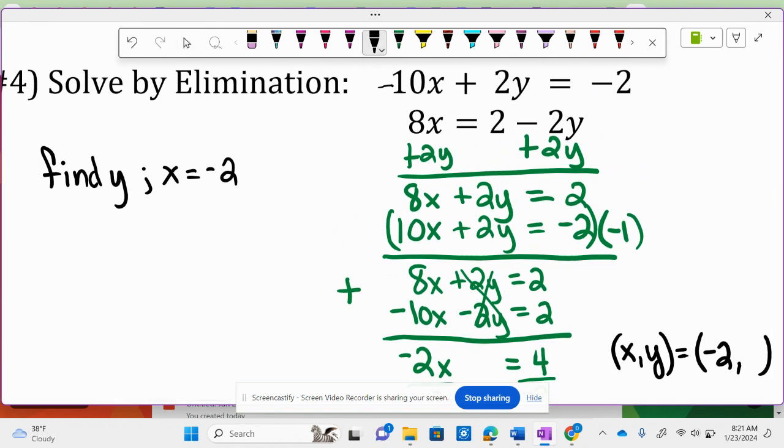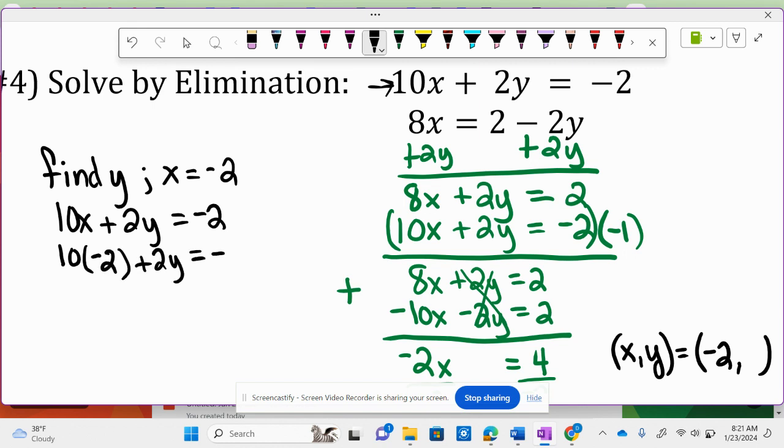So I'm just going to put it into this top equation. 10x plus 2y equals -2. I'm going to replace the x with what number? What does x equal? -2. So that becomes 10 times -2 plus 2y equals -2. 10 times -2 is -20 plus 2y equals -2.